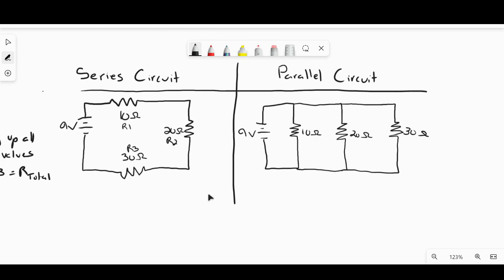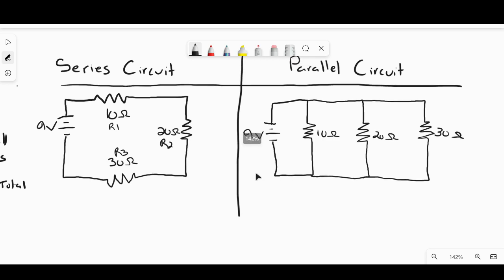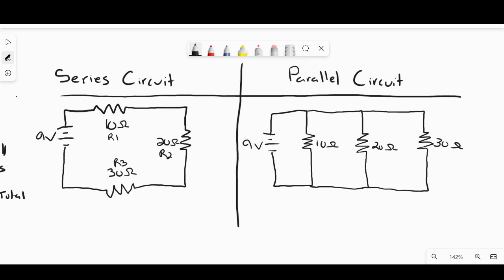So what I've drawn ahead of time is a series and parallel circuit. And I made it very, very simple. On the left, I have a series circuit where I have a 9-volt power supply. I have 3 resistors in series. Resistor 1 is 10 ohms, resistor 2 is 20 ohms, and resistor 3 is 30 ohms.